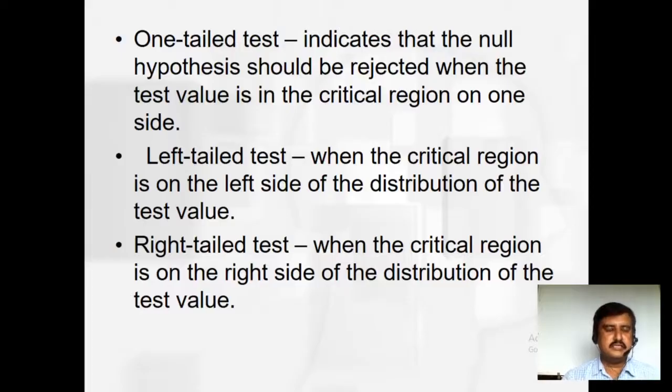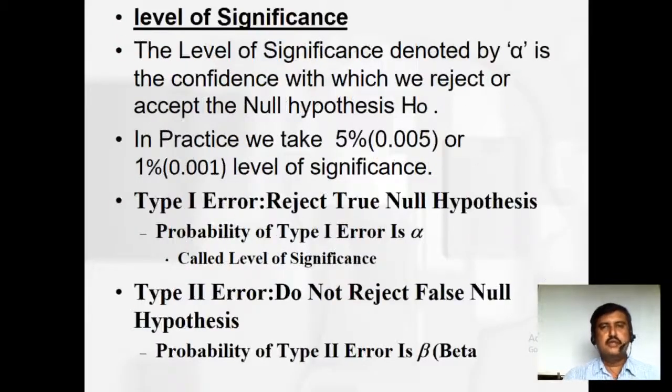So what is a one-tail test here? It indicates that the null hypothesis should be rejected when the test value is in the critical region on one side. What is left-tail test? When the critical region is on the left side of the distribution of the test value. Then what is right-tail test? When the critical region is on the right side of the distribution of the test value. That is about how to take the alternative hypothesis for the given null hypothesis, right?